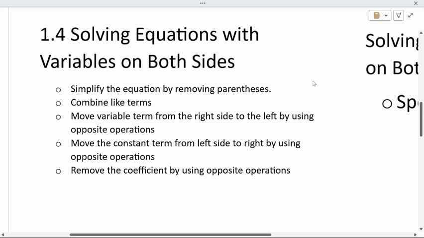So today is our journal 1.4, solving variables on both sides, and we're going to go through the steps. So step number 1 says simplify the equation by removing the parentheses. How do we remove the parentheses? What do we typically have to do? What's the operation for that? What's that called?